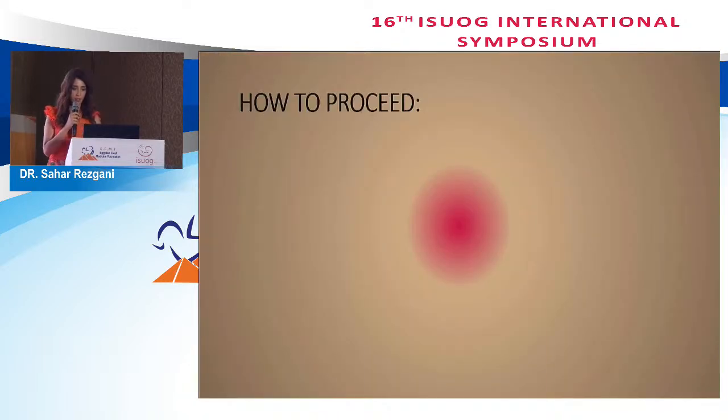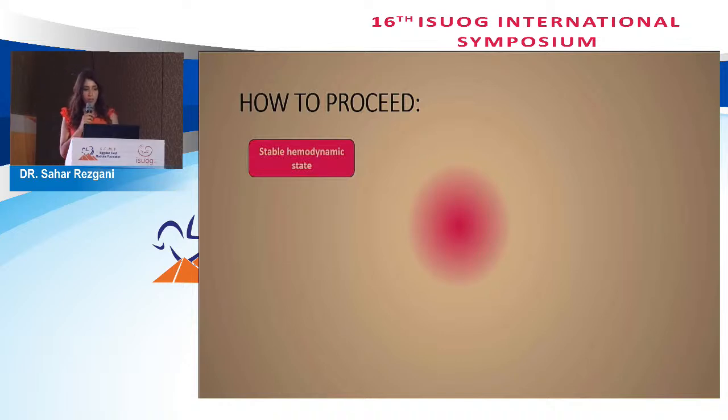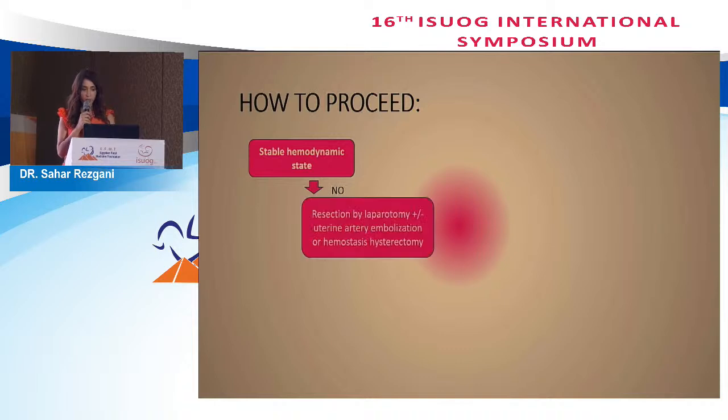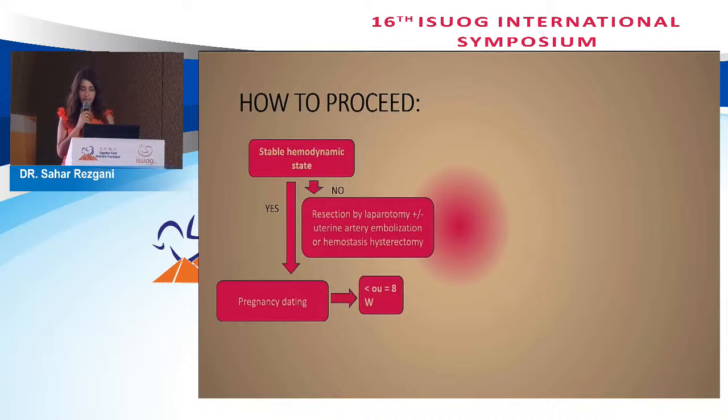So, how to proceed? First of all, we look at the hemodynamic state. If it's not stable, we must do resection by laparotomy, uterine artery embolization, or hemostatic hysterectomy. But if it's stable, we look at the pregnancy dating: less than 8 weeks or more than 8 weeks.